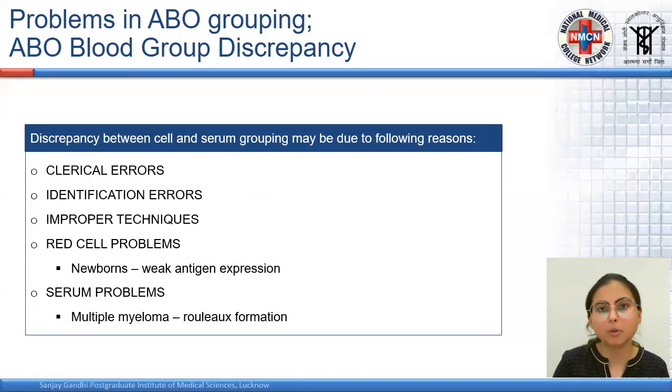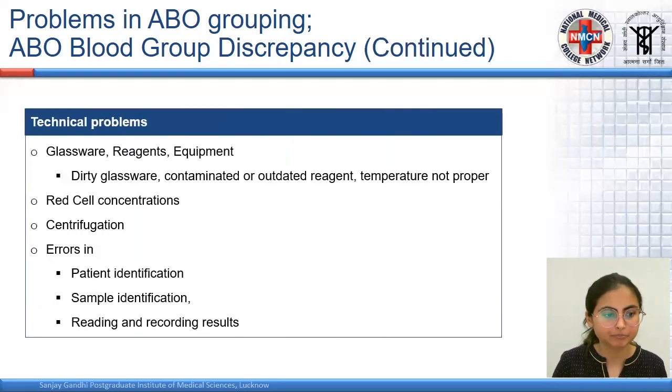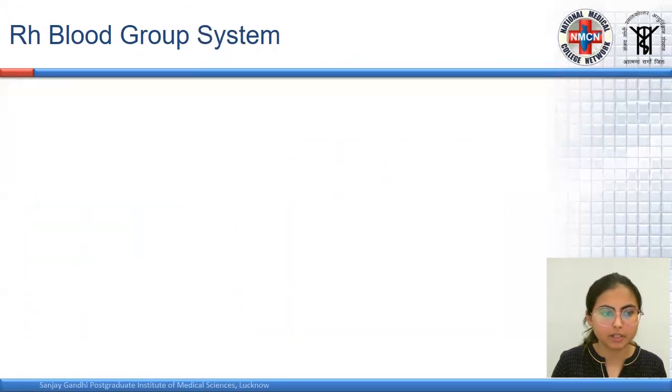There can also be problems with blood group testing in newborns and extremely old people, because newborns usually have weak antigen expression as well as weak to no antibody expression, and old people frequently have no antibody expression left in their serum. There can also be problems with certain diseases like multiple myeloma and hemolytic anemias. As we've discussed, dirty glassware, contaminated reagents, and centrifugation errors can all be there.